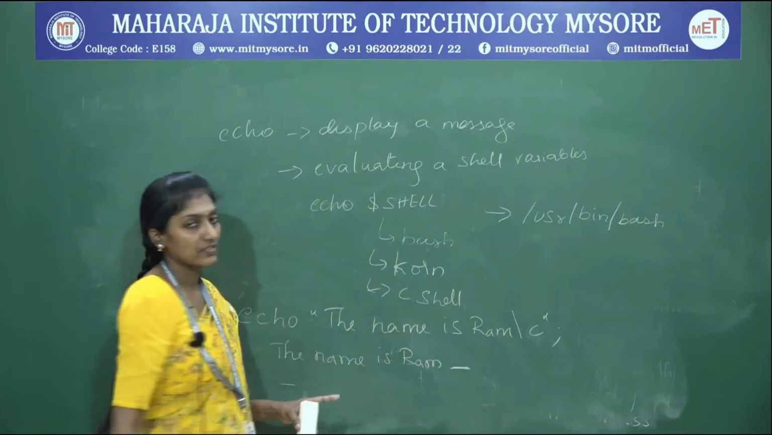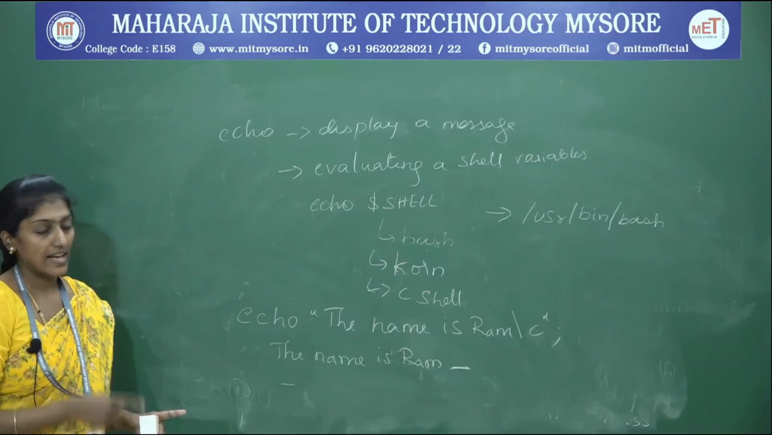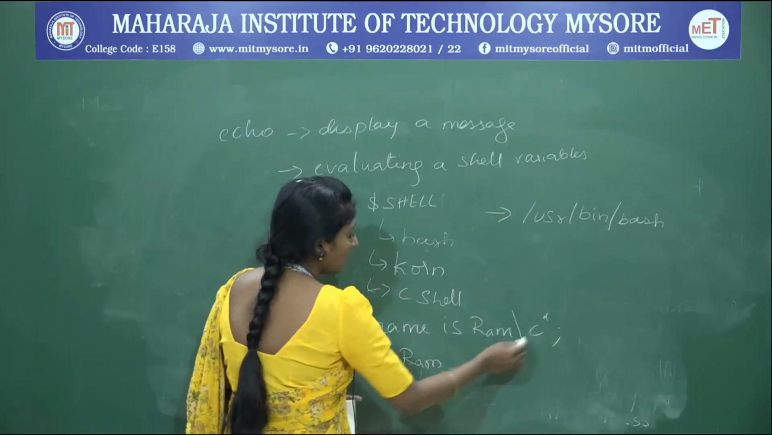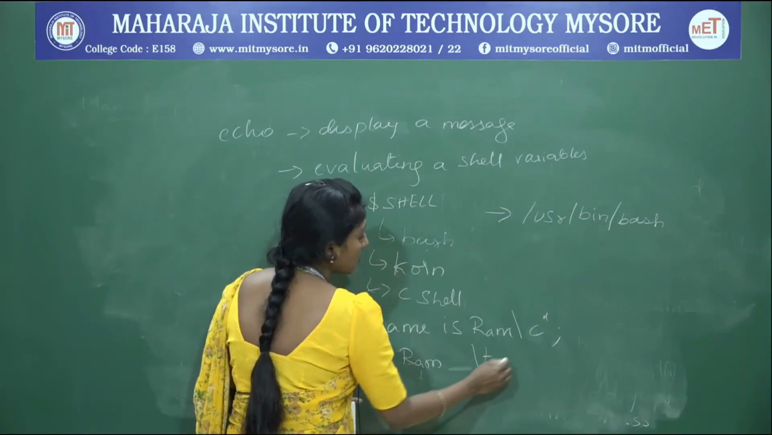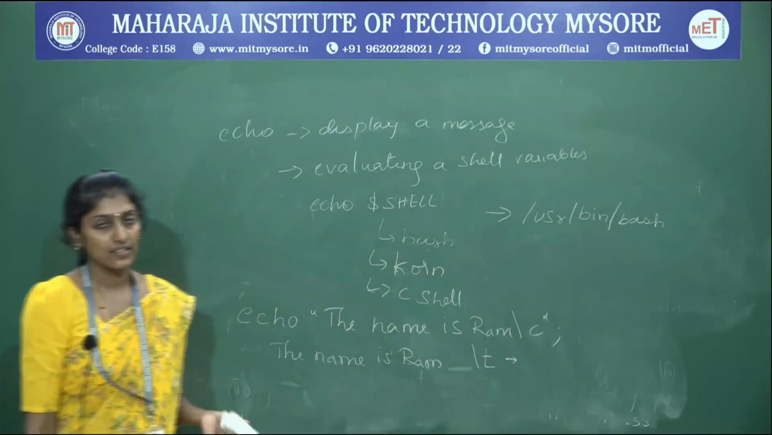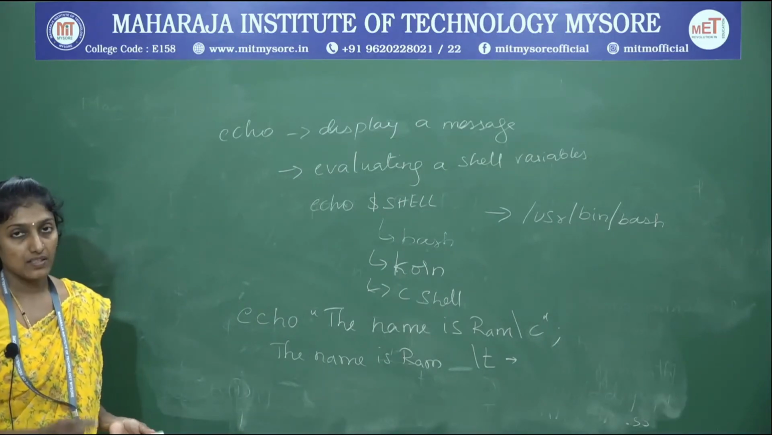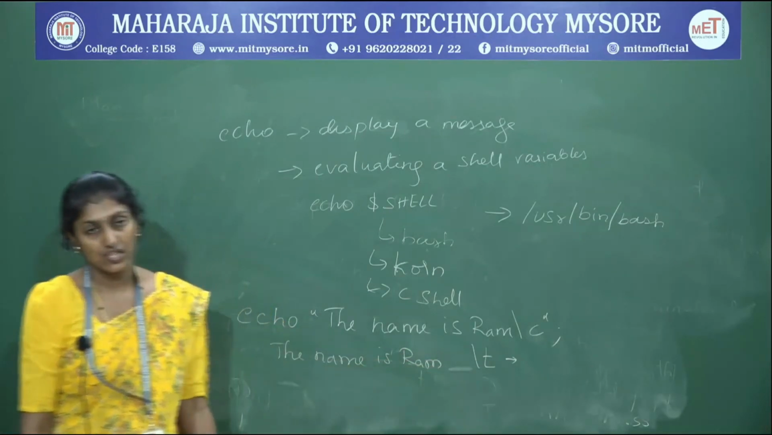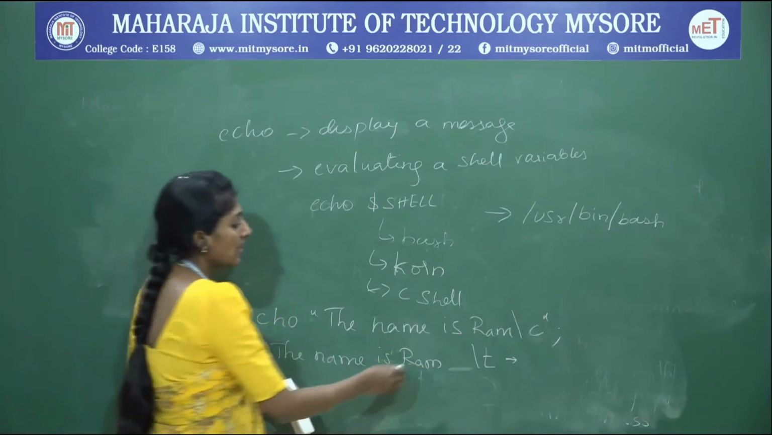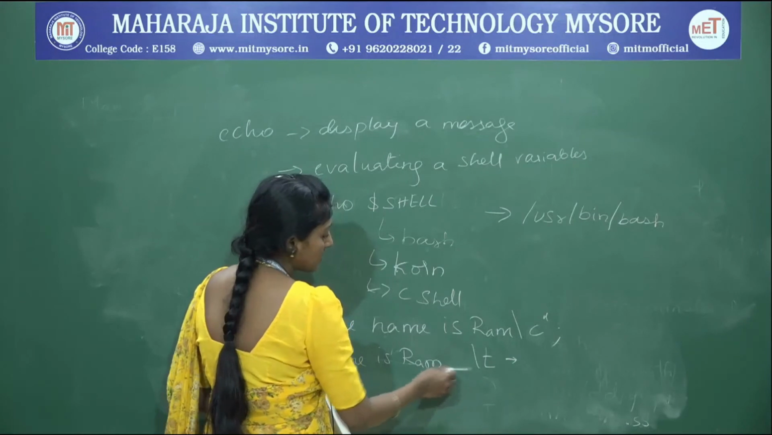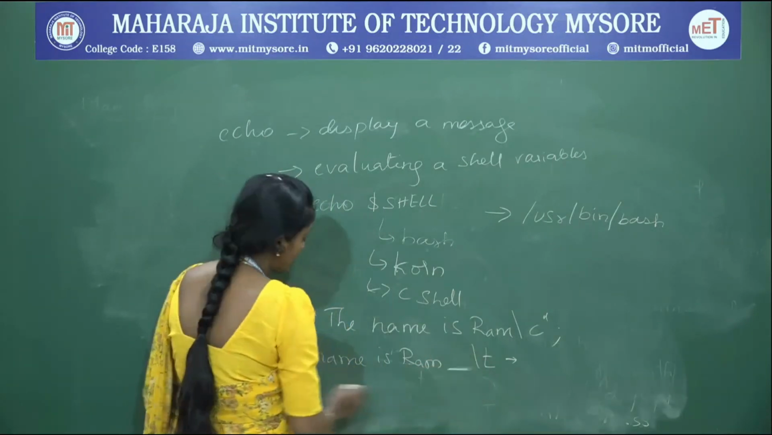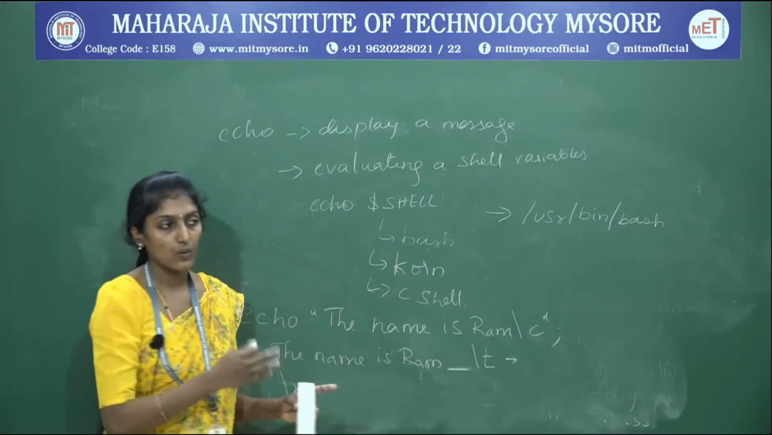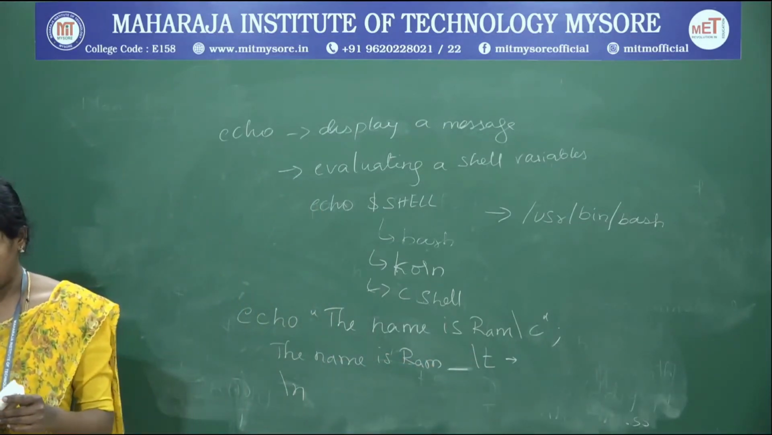After this message itself, the \c escape sequence is placed. We do have one more option, that is \t. As we know, one tab space, that is 8 character spaces, will be provided if you have used \t. So with \t, the cursor will be placed on the same line after displaying the message, whereas with \n the cursor goes to the next line. \t is used for displaying one tab space after that message.